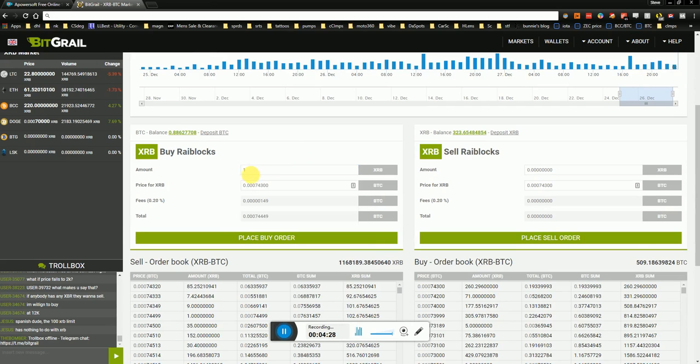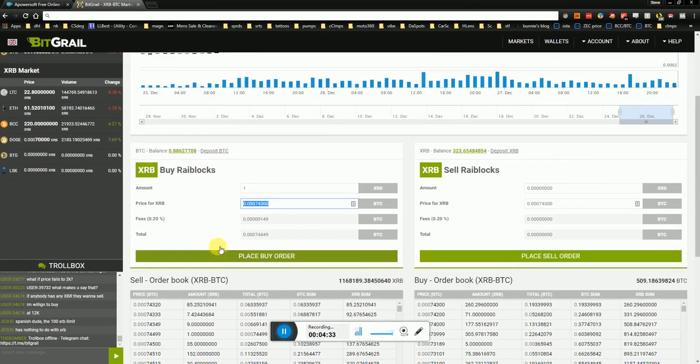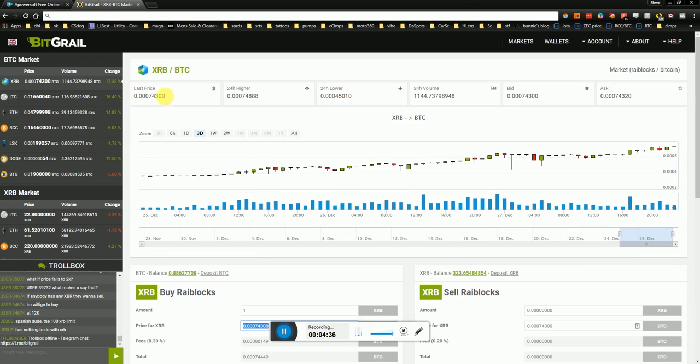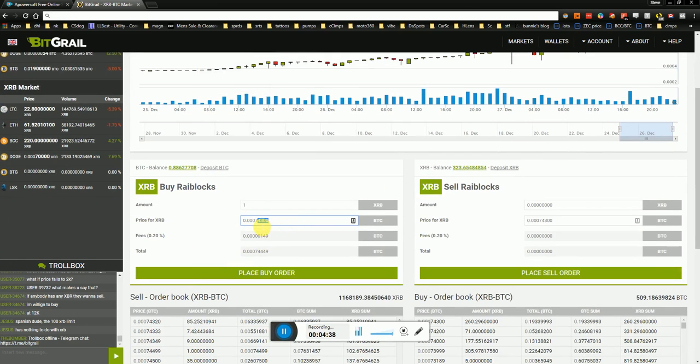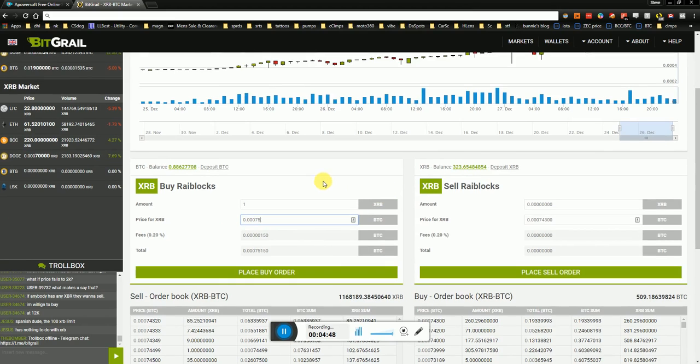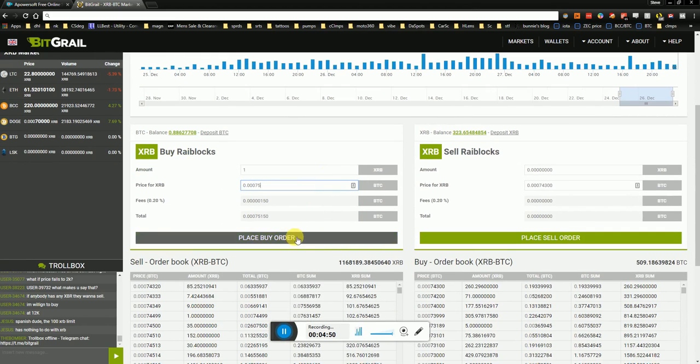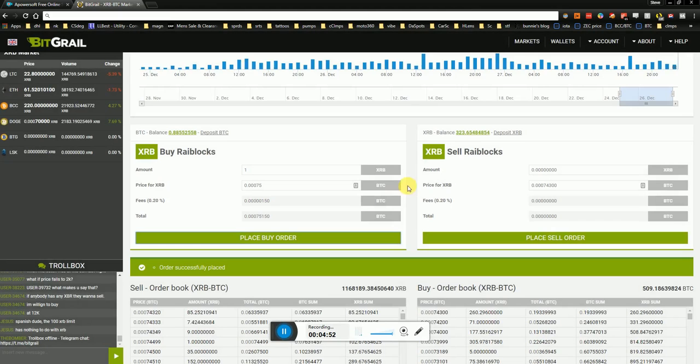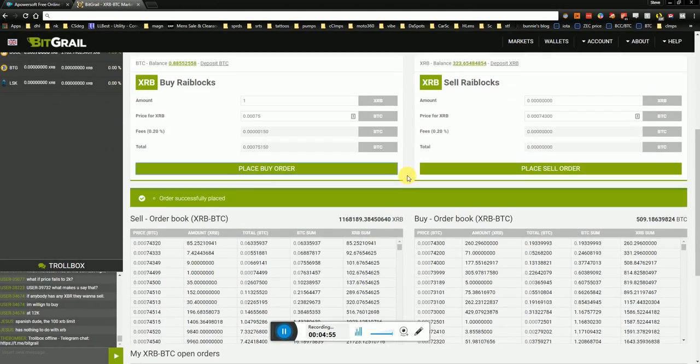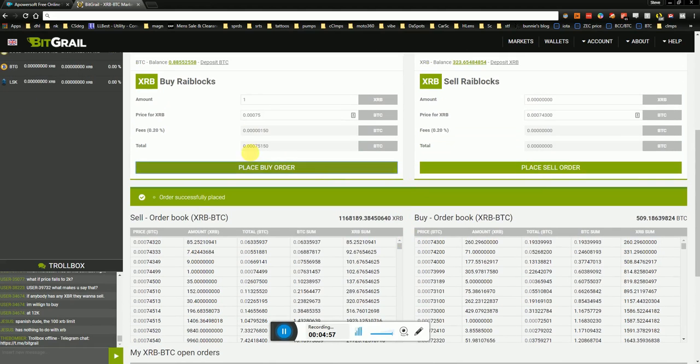Type in 1 here, that's the amount you want to buy, and then over here type in the price you want to pay. And for that, I would say go ahead and look at the last price and type in something that's a little more. So let's say instead of 0.00743, I'll type in 0.00075. And you might think that this is going to cause you to lose more Bitcoin than you should, but actually what happens is when you click place buy order, BitGrail will automatically match you with whoever's offering the best price for RaiBlocks. They're not going to charge you 0.00075, they're going to charge you 0.0007432, which is the best price currently on offer.